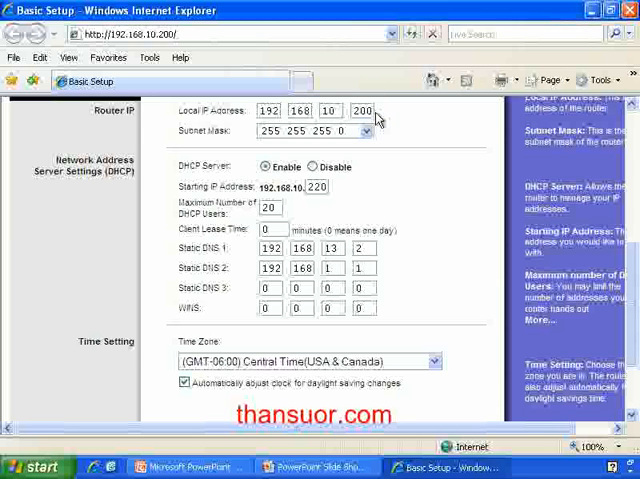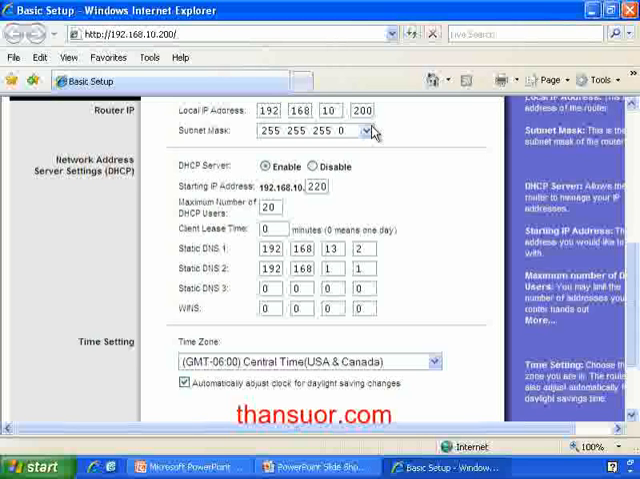The one that it comes with by default will be given to you in your owner's manual, and I strongly recommend that you change it. The reason you want to change it is because you don't want to let a potential attacker who knows the default settings of this particular router be able to get in easily.